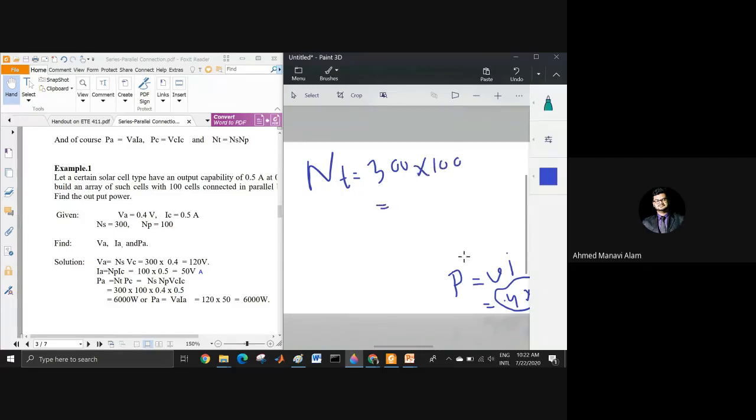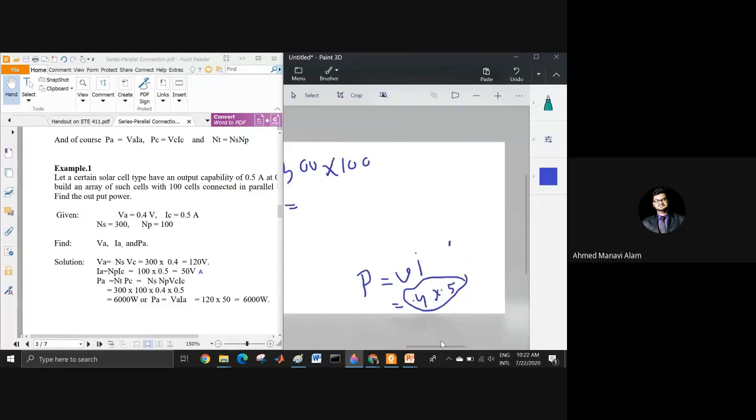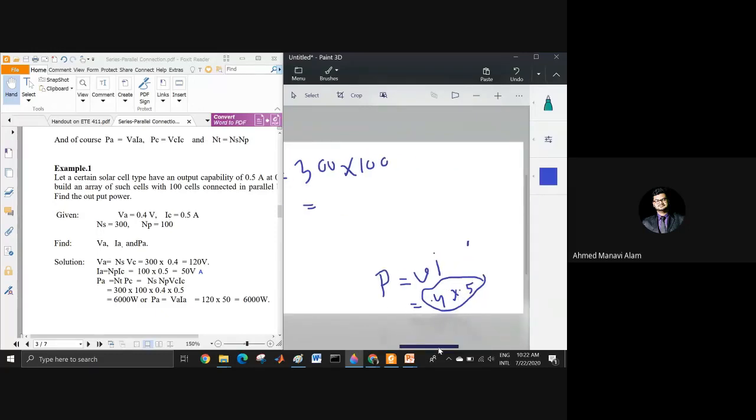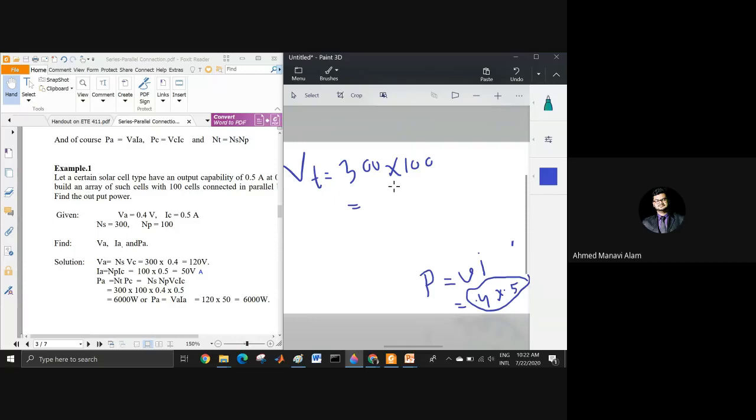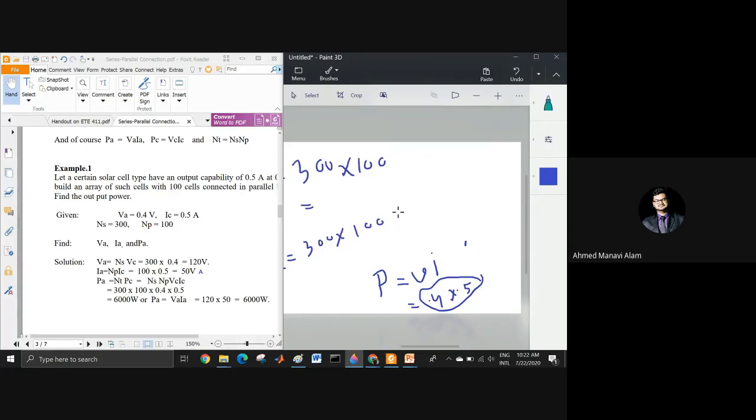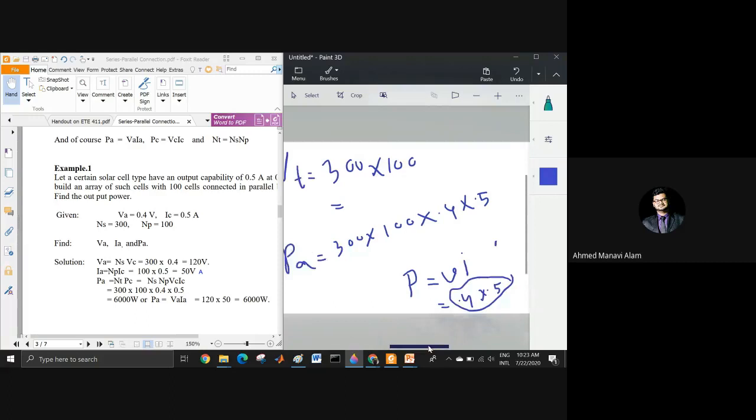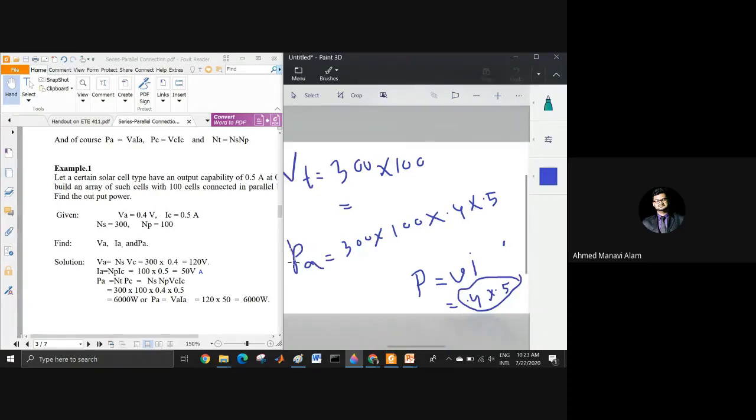So the power I'm showing here, 0.4 into 0.5, is for one cell, and the total number of cells is this. So the total power of the array will be what? 300 into 100 into 0.4 into 0.5. A simple common sense. These maths are built for common sense, not for any hard rules or hard formulas. You can do it just by common sense. 300 into 100 into 0.4 into 0.5. This is the total power.